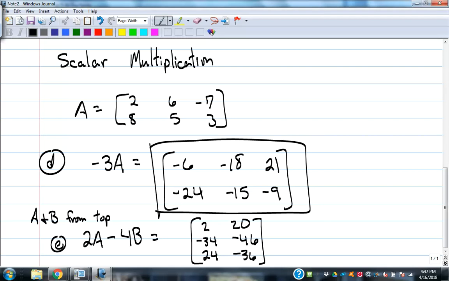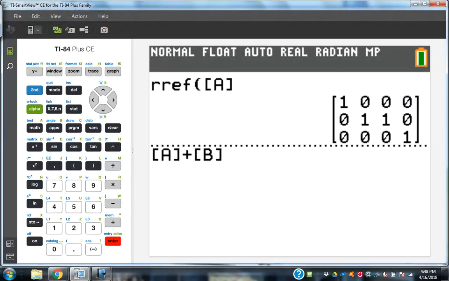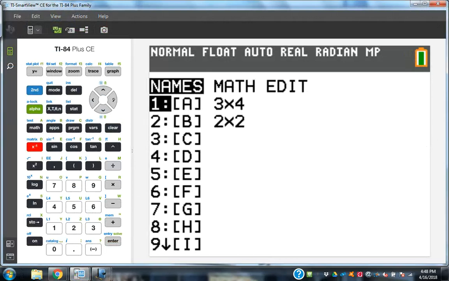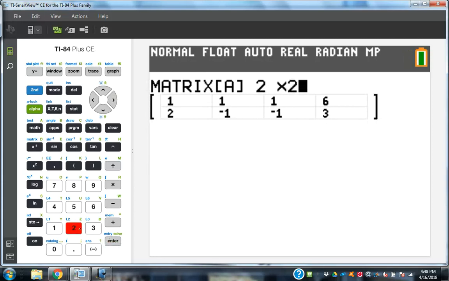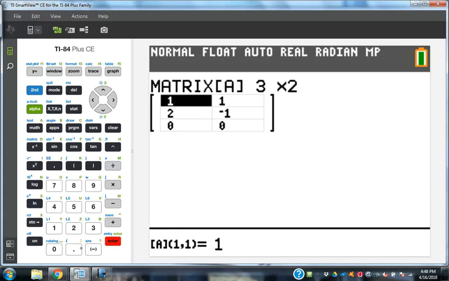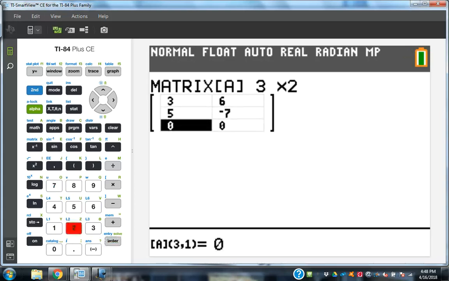Now, I did that all in my head without typing that in the calculator. I don't expect you to have to do that. If you're not comfortable doing that arithmetic without the calculator, I'm fine with that. I would go to my matrix, go over to edit, matrix A. I put in that 2 by 3. No, 3 by 2 is what it was. 3 by 2. For matrix A, I had 3, 6, 5, negative 7, 2, 10.